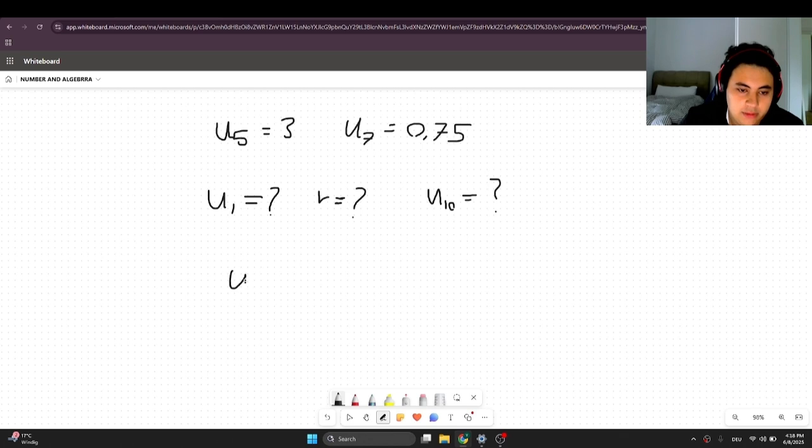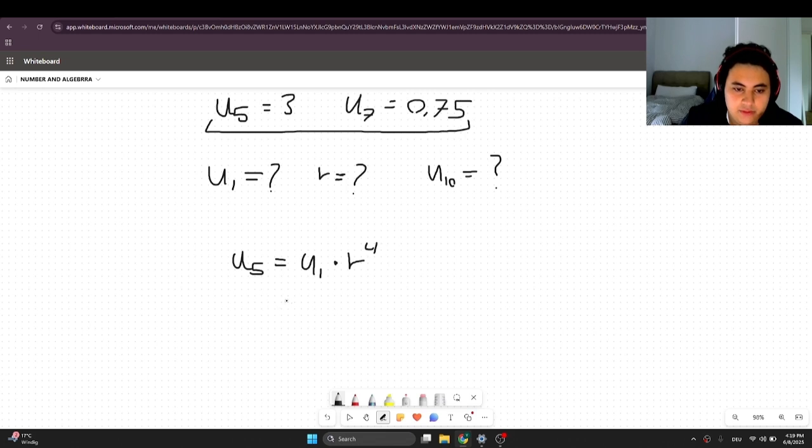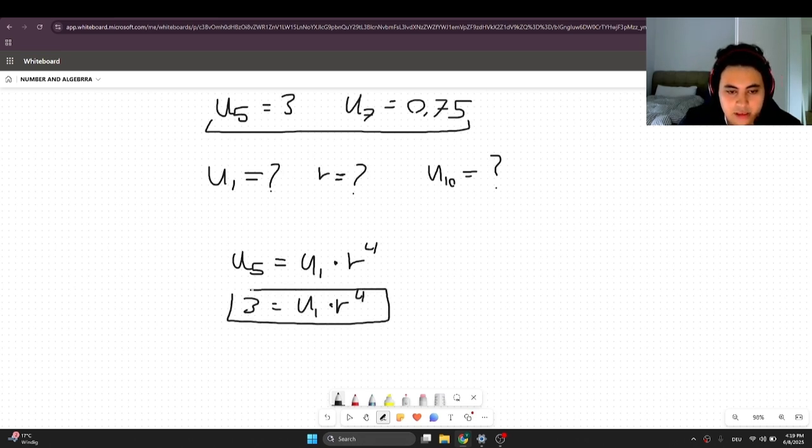So let's build our formula. Our formula is un is equal to u1 multiplied by r to the power of n minus 1, right? So I want to plug these two values into this equation. So u5 is equal to u1 multiplied by r to the power of 5 minus 1, which is 4. So this is u5, which is 3, equal to u1 multiplied by r to the power of 4. Okay, so this is our first equation.